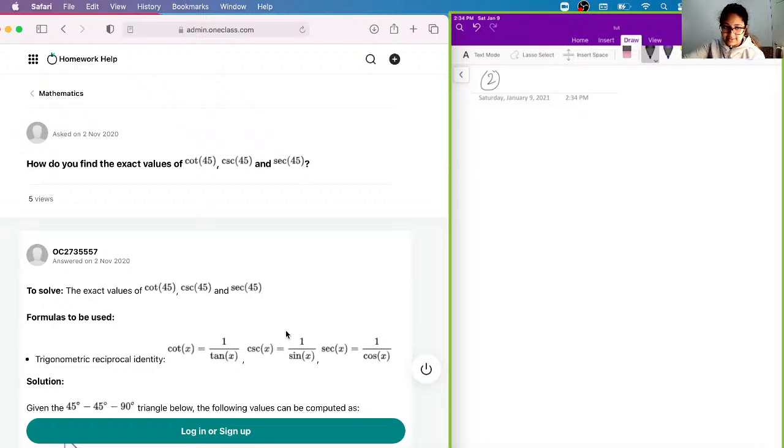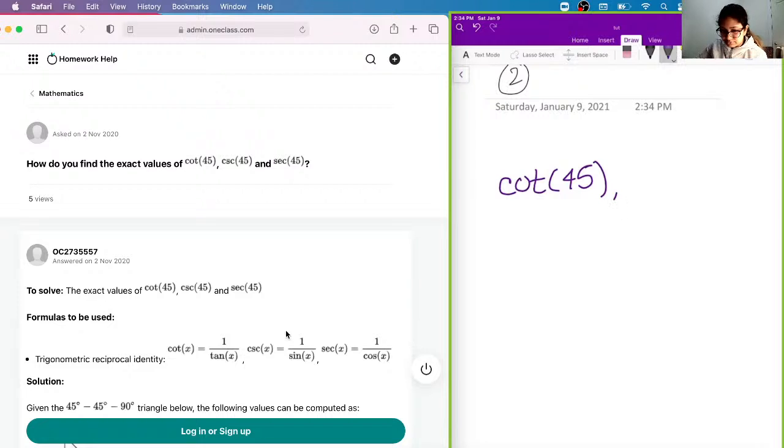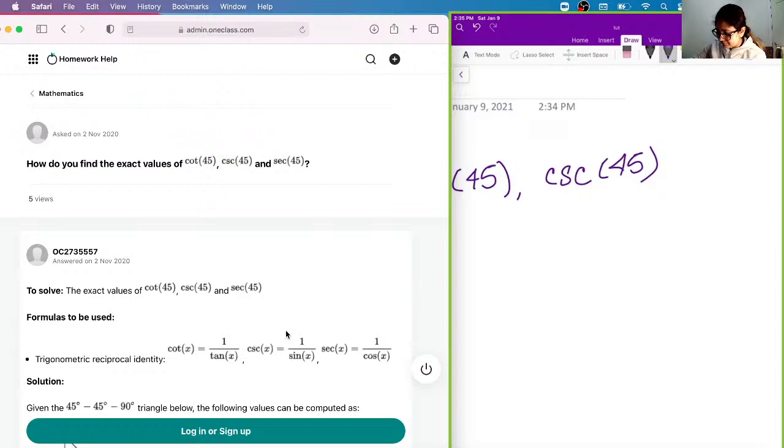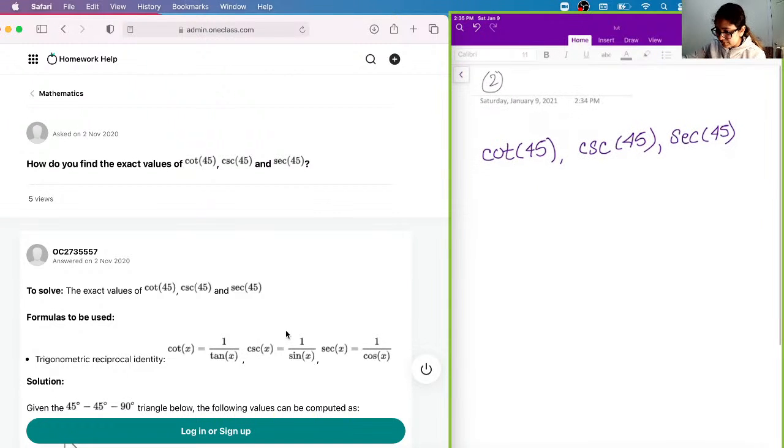Our next question says, how do you find the exact values of cotangent of 45, cosecant of 45, and secant of 45? So let's write this down. We're supposed to find what the exact values are.